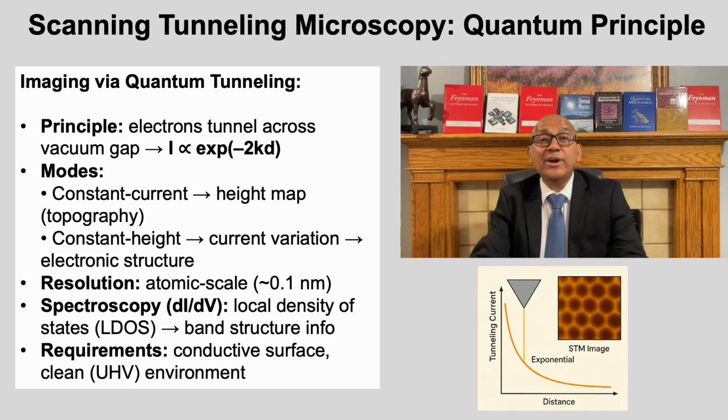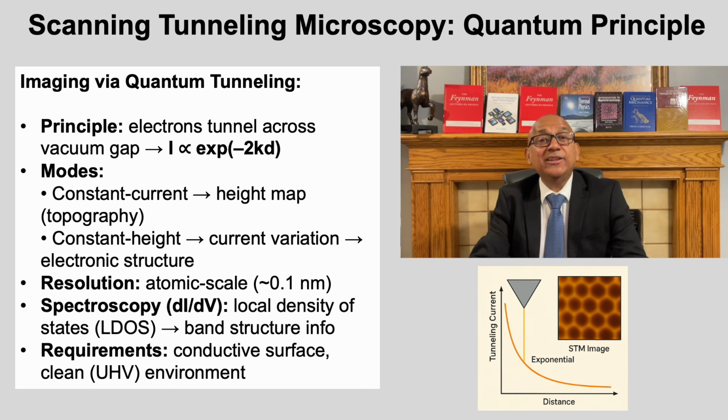The height adjustments create a topographic map of the surface with sub-angstrom precision. In constant height mode, the tip height remains fixed and the variations in current reflect local electronic states, a mode particularly useful for flat, clean surfaces.